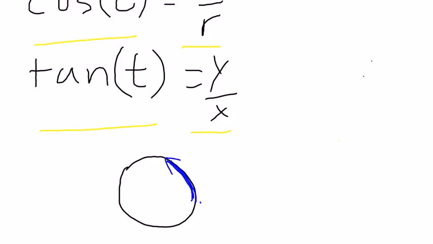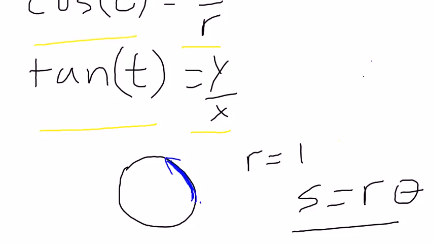Since this circle has a radius of 1, we know that the t-value, because s equals r theta, this is our arc length, this distance around the edge has to equal the angle inside. These two have to be equal because if r is 1, this cancels out. So arc length has to equal theta. So we found out that our t-value was going to equal our angle inside.